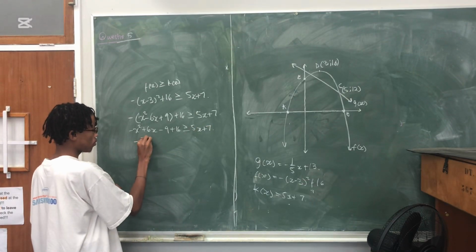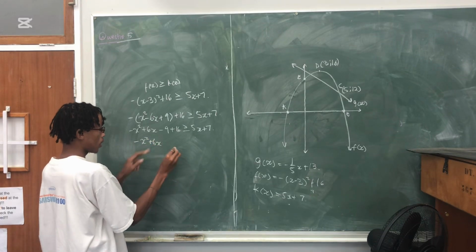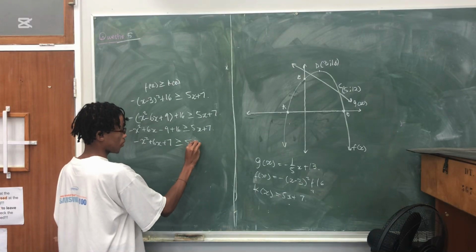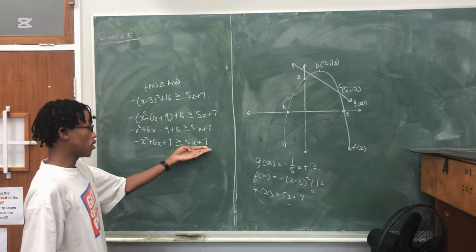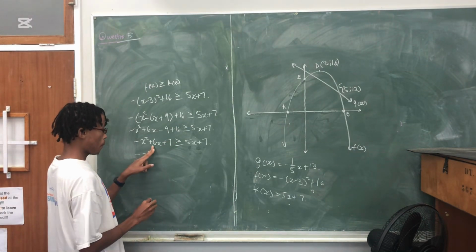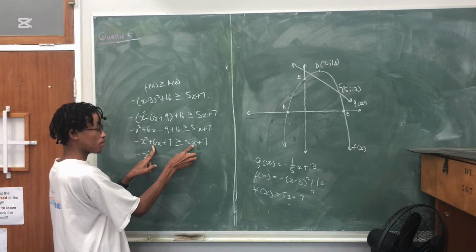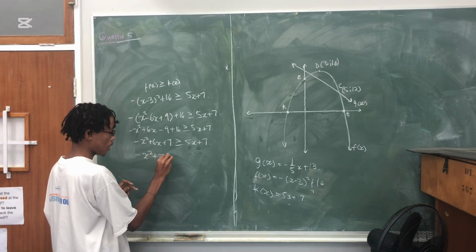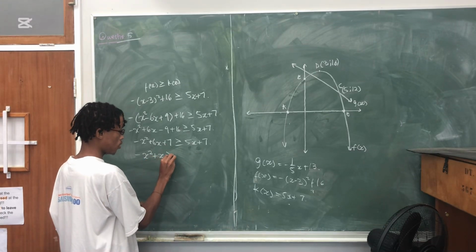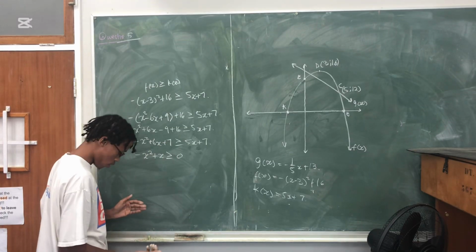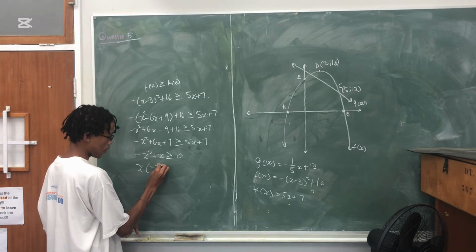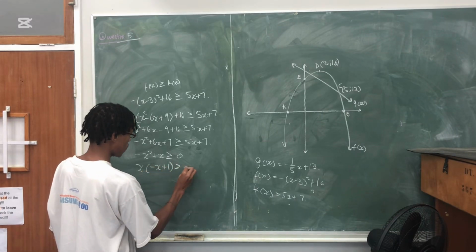On this side, we're going to be left with +7, and 5x plus 7. We take these two onto that side, we're going to be left with -x squared, +6x minus 5x is going to be plus x, +7 minus 7 is going to be 0. So we're left with this. We have a common factor, x, so we have x times negative x plus 1.